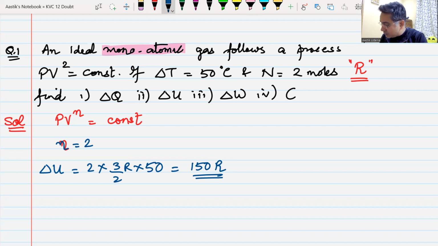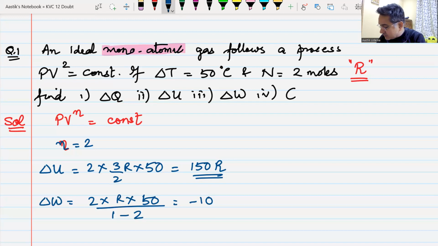Then you can now find out the value of delta W. The work done in this process can be written as n into R into delta T, where delta T is 50 degrees, divided by 1 minus eta. So it is 1 minus 2, and you get it as minus 100 R.